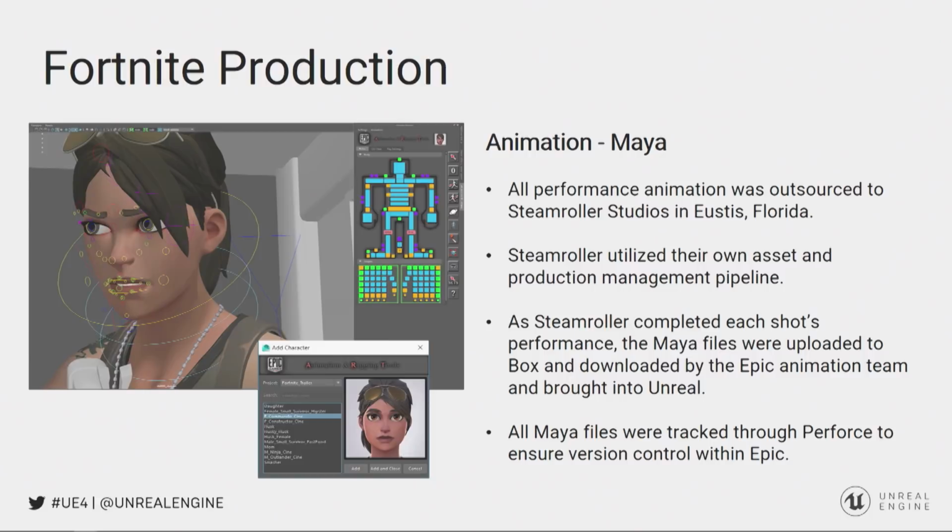All of this animation was outsourced to a team in Florida, Steamroller Studios, and they completed each individual shot and uploaded it online into a Box account for us, and we downloaded it to the Epic animation team, in which we would make final tweaks to their Maya animation and then export things out into the engine. All of this was tracked, of course. We needed to keep track of all of it, so we tracked it through Perforce.